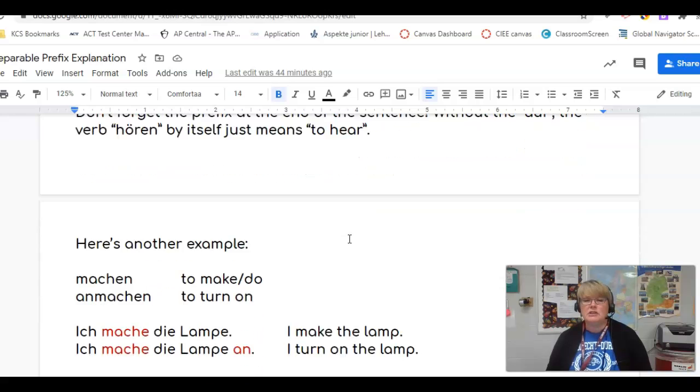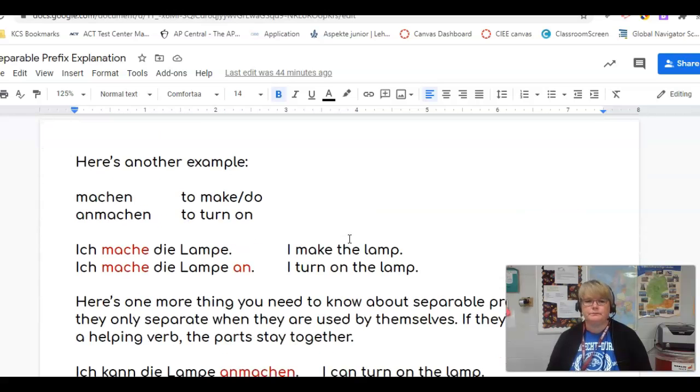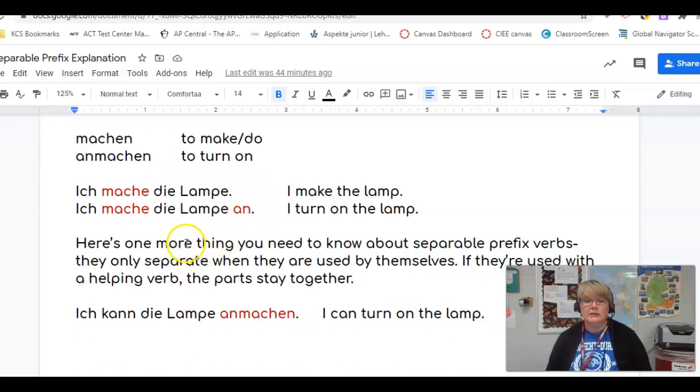All right, here's another example for you. So, machen, to make or to do. Also, anmachen, to turn on. So, take a look here. Ich mache die Lampe. I make the lamp. I get out my tools and I assemble that lamp. I make the lamp. Ich mache die Lampe an. I turn on the lamp.